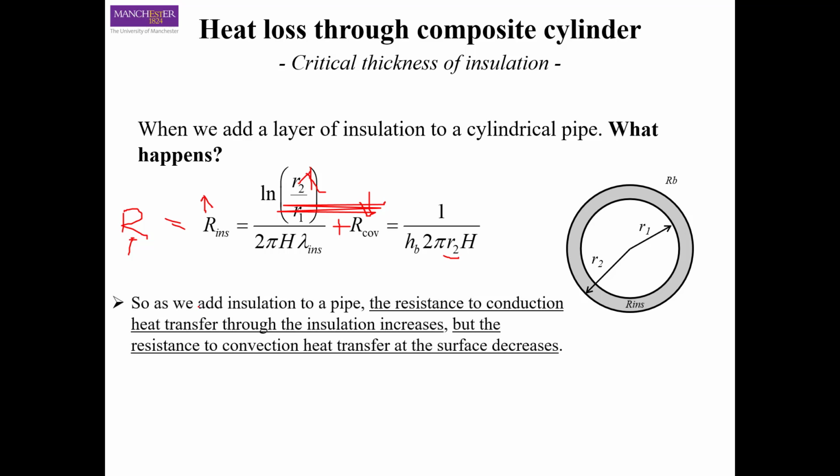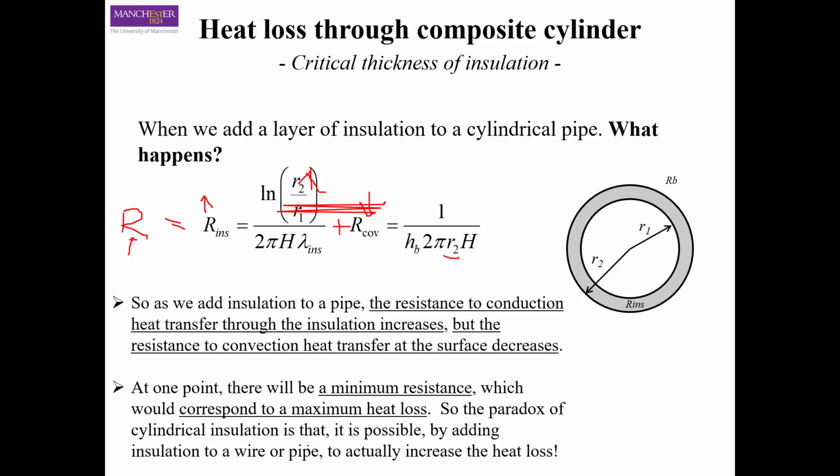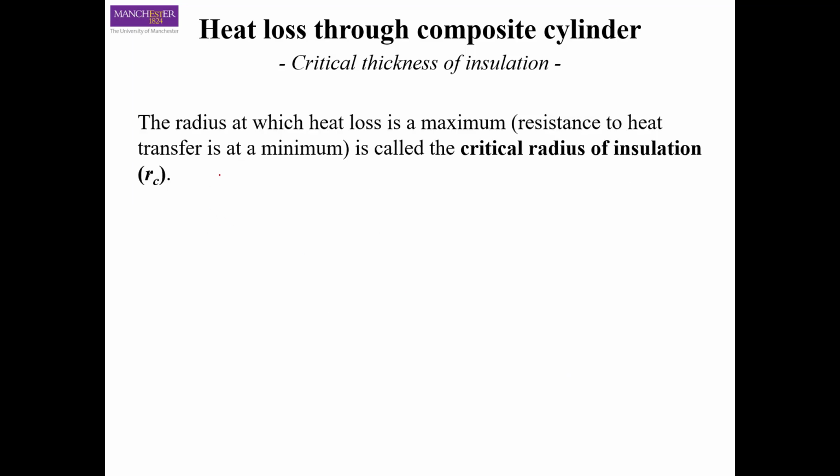That is exactly what is explained here. The value of R2 at which the heat loss is maximum, meaning the heat resistance of the system is minimum, is what we call the critical radius of insulation. In a simple way, it gives us the thickness of insulation that we can use.